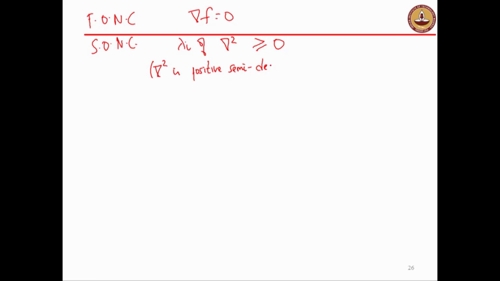To give you a rough parallel, for functions of one variable, the second derivative should be non-negative, right? For functions of one variable, derivative equal to 0, and the second order necessary condition is that the second derivative should be non-negative. It is exactly a parallel of that, because now, however, the second derivative is not a number. The second derivative information is all captured in terms of a Hessian matrix. So the eigenvalues of the Hessian are non-negative, or the Hessian is positive semi-definite.